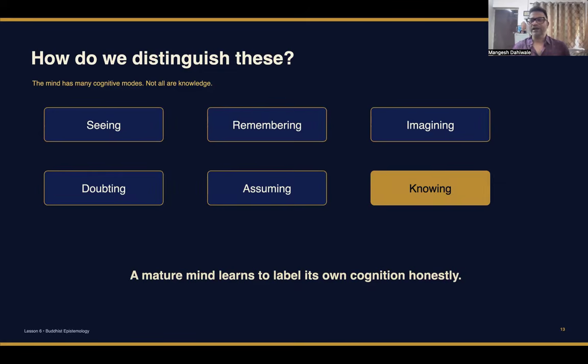So forgetting is as important as remembering, but we remember a lot of bits here and there, but we cannot fully remember everything. Even sometimes, we cannot recall the face of somebody who is very close to us. So we imagine a lot of times, we doubt, we assume, we know. So in the process of knowing, a mature mind learns to label its own cognition honestly. So that's a very difficult task for us.